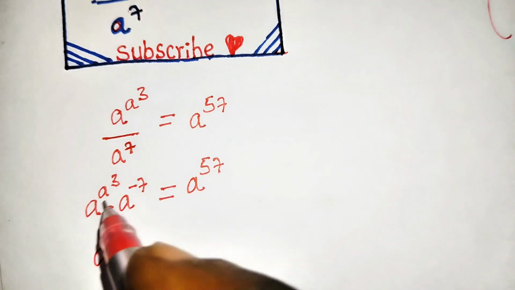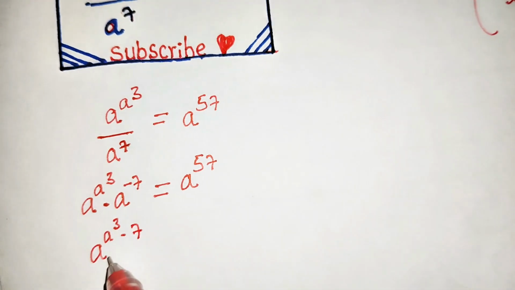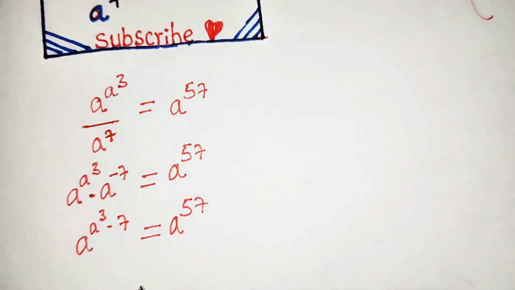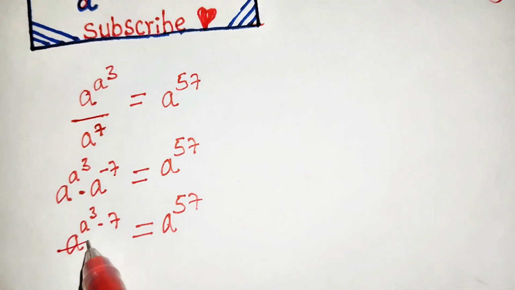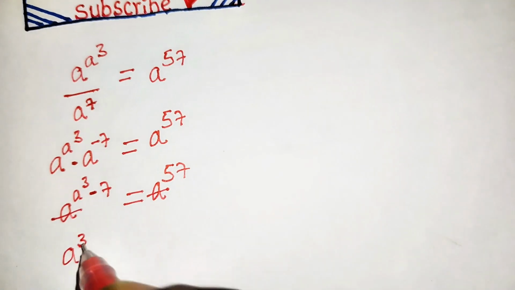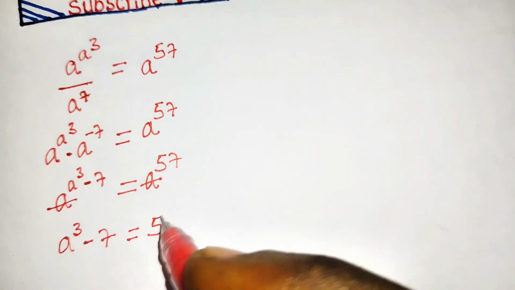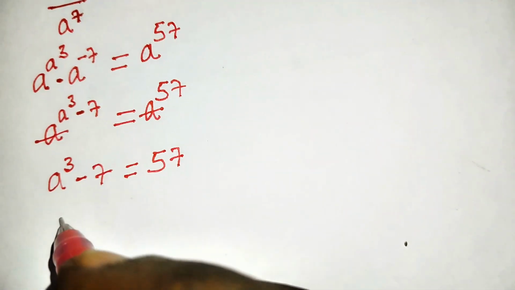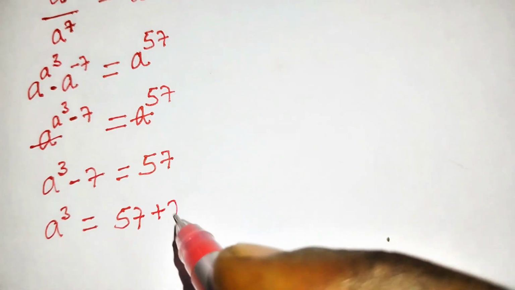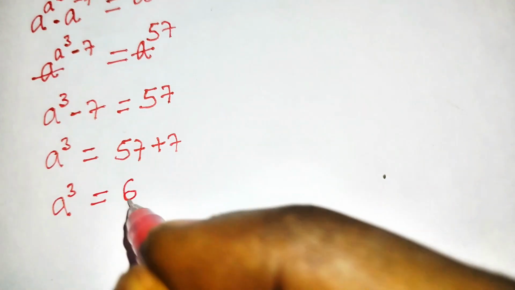So a to the power of a cube minus 7 is equal to a to the power of 57. Since this base is similar, we can cancel this base and equalize the power. So a cube minus 7 is equal to 57. So a cube is equal to 57 plus 7, and a cube is equal to 64.